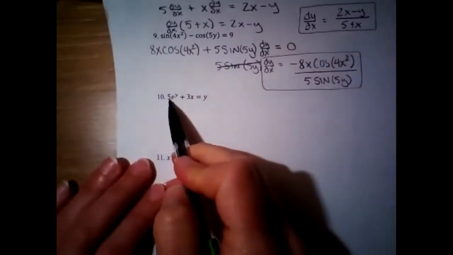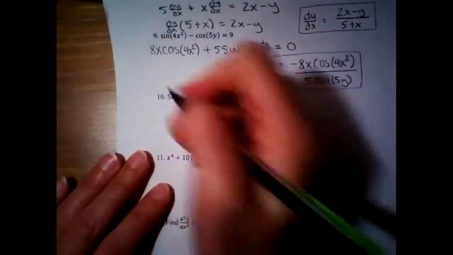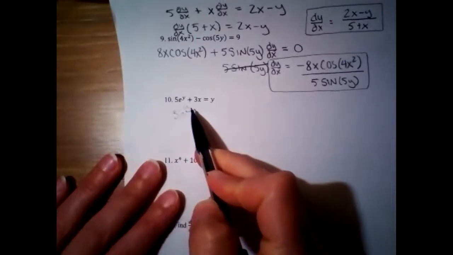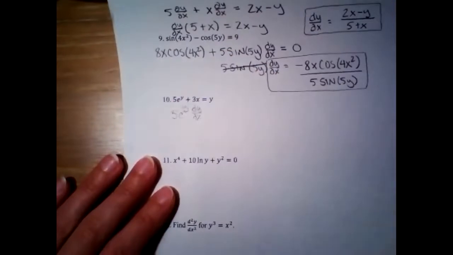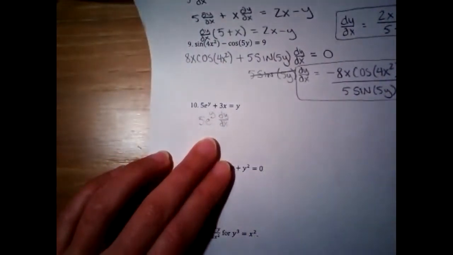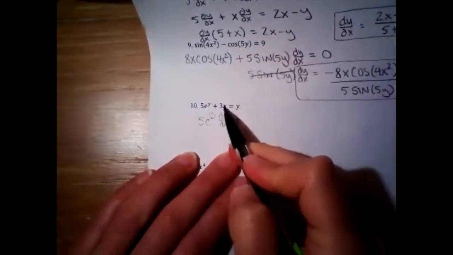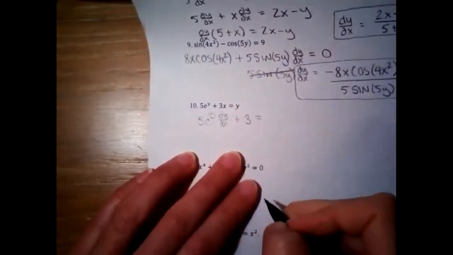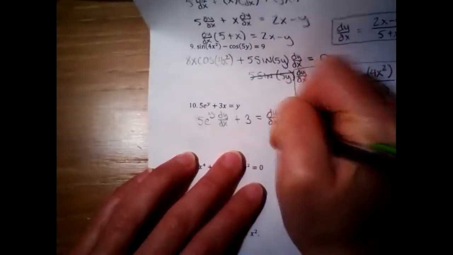All right, number 10. Derivative of 5e to the y. Well, that would be itself. It would be 5e to the y. But we're doing a derivative of a y variable, so I have to multiply on dy dx. So it's 5e to the y. It's just itself. I just copied over the problem, and then times dy dx. Plus, derivative of 3x would be 3. And then equals derivative of y is dy dx.